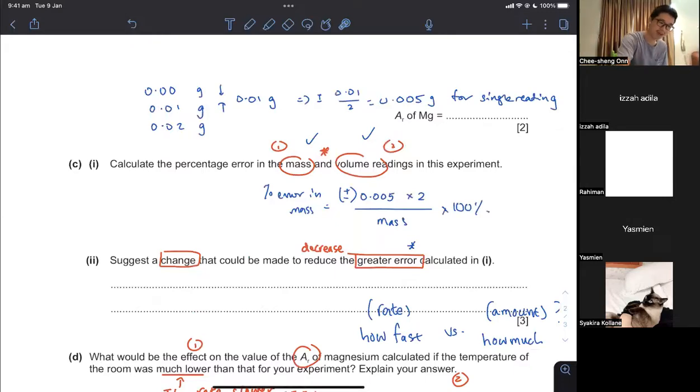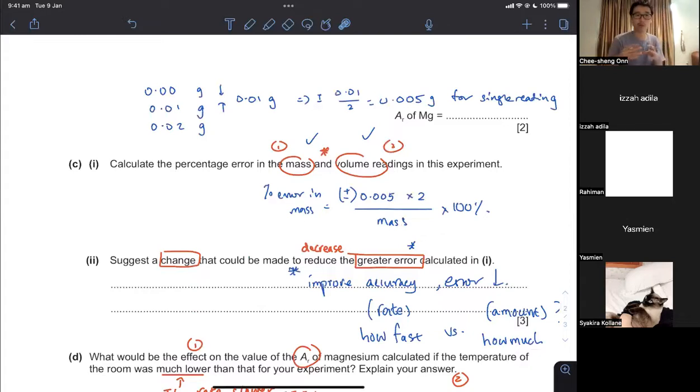If you want to decrease the error, you want the error to be smaller. This question can also be changed to improve accuracy. If you want to improve accuracy, you want it to be more accurate. Therefore, you want the error to be smaller. So when you want the error to be smaller, your experiment is more accurate. Vice versa, if you want to improve accuracy, you want the error to be smaller. So think back on your percentage error and the formula. If you want the error to be smaller, the mass needs to be bigger. So you can use a bigger mass than what you have.